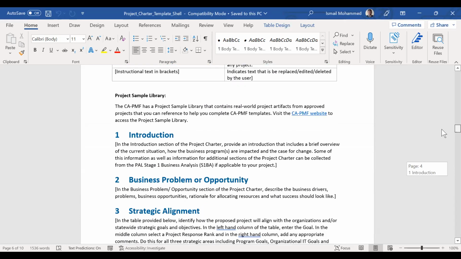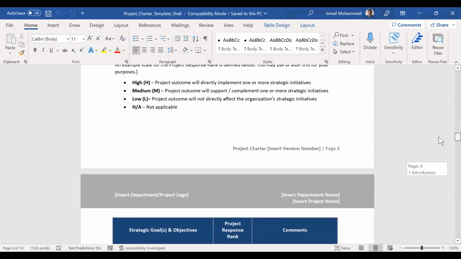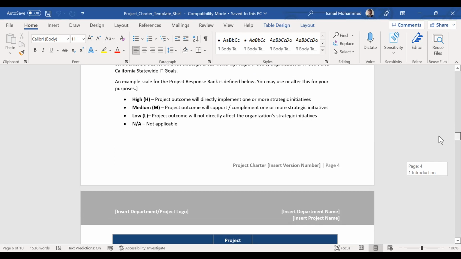Sir, I had a query here. What's the difference between the SOW document, the project plan, and this project charter? They seem to overlap. No, I will tell you. SOW means statement of work. The statement of work goes into the project charter. This is the initial statement of work.